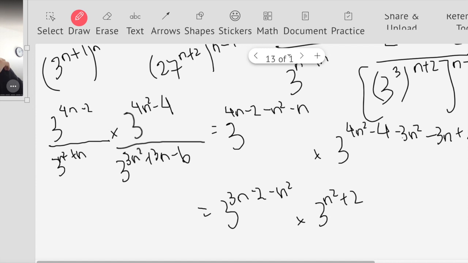4n squared minus 3n squared is n squared. Negative 4 and 6 is 2. And then we got negative 3n. So we go ahead and add this up. 3n, negative 3n, so 0, negative 2, positive 2, 0, negative n squared and positive n squared, that's 0. So this would be 3 to the 0, and this equals 1.